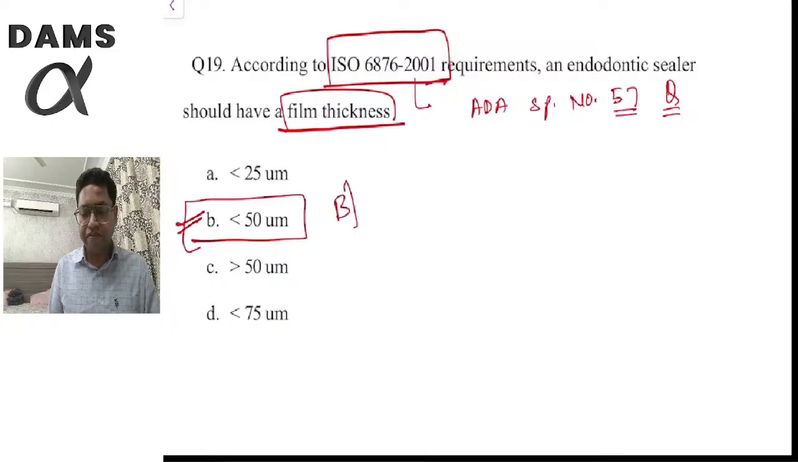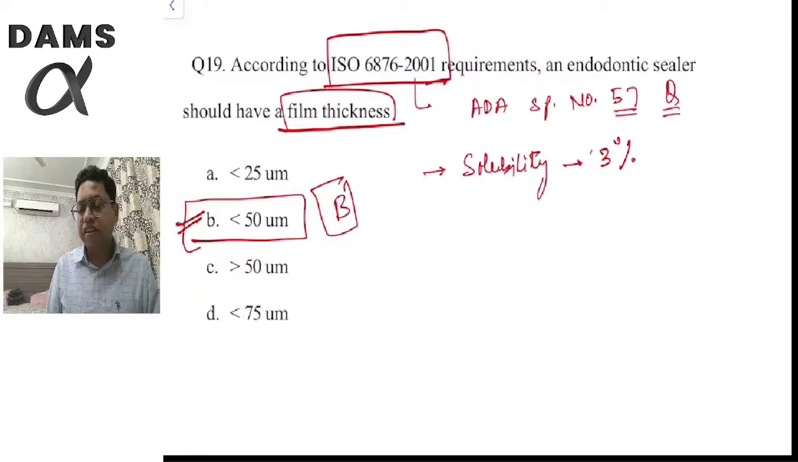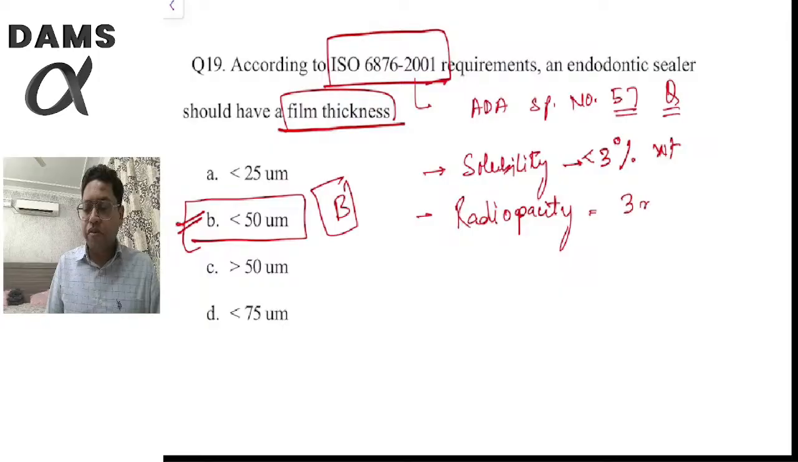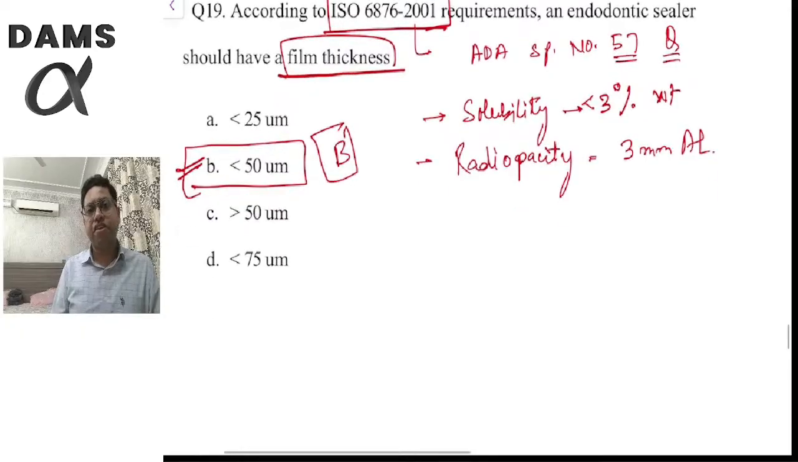Option B would be the answer. Okay. Other requirements, one is for film thickness, solubility. According to this ISO specification, solubility of the sealer should be less than 3% by weight. Another requirement is of radio opacity. It should be about 3 millimeter thickness of aluminium. Radio opacity of the sealer.